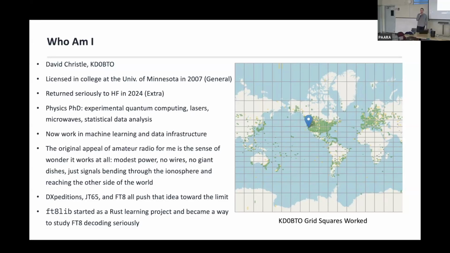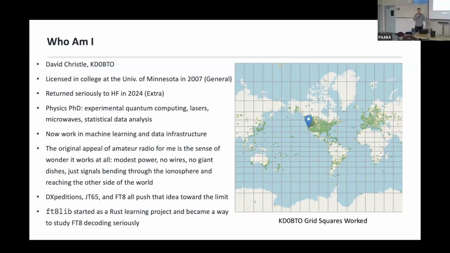I don't think I'd ever operated a radio with an amplifier before. We put up the giant Yagi antennas, and I really liked it. As I tell you more about who I am, you'll get why I like all these things. My background is a physics PhD, where I did experiments on experimental quantum computing, which seems very out there or maybe not relevant. I got to play with fun things like lasers, waves, and do a lot of statistics and data analysis.